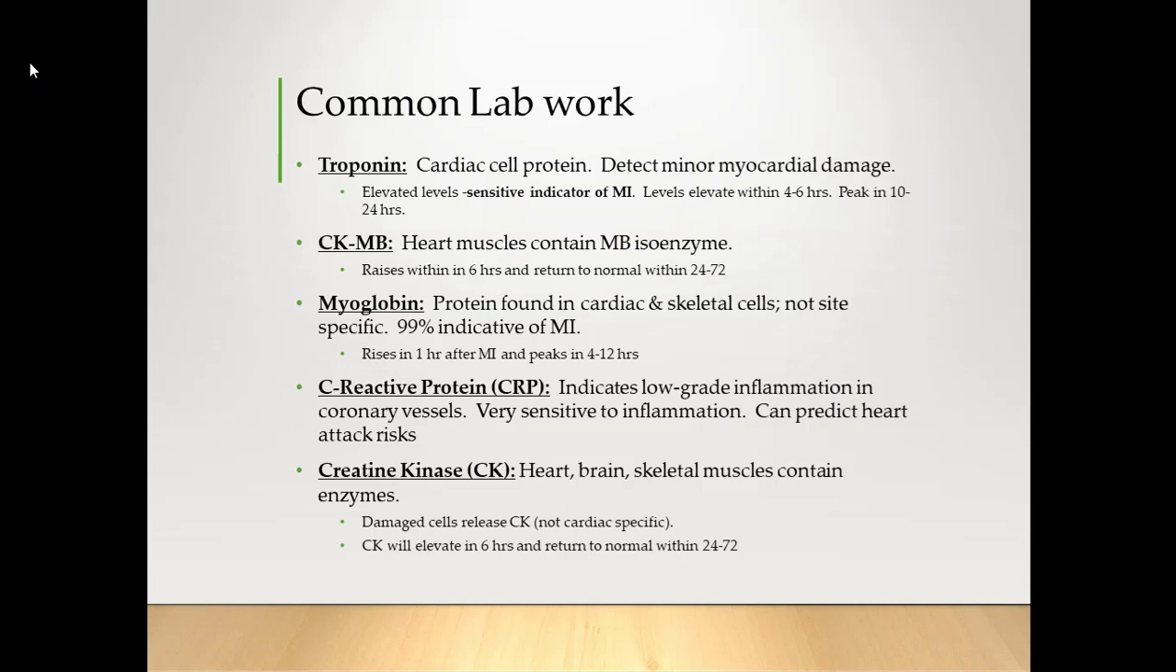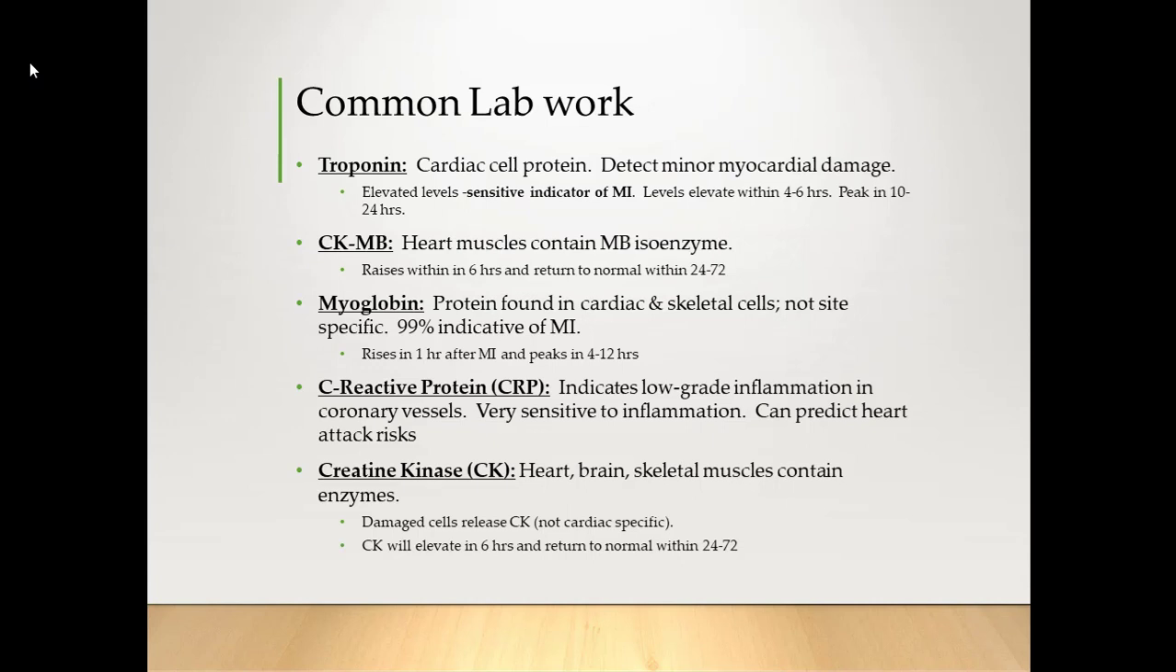Another one where it's going to rise within 6 hours and be normal within about 24 to 72. CKMB normal range is 0 to 7.